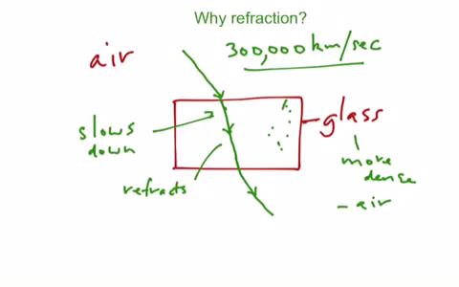So instead of continuing straight ahead at the same speed, it actually bends inwards. And when it comes out the other side from glass back into air, it will speed up again because it's moving from a more dense medium like glass back into a less dense medium, air. So it speeds up as it comes out the other side. So this is why light refracts as it passes through different kinds of medium.